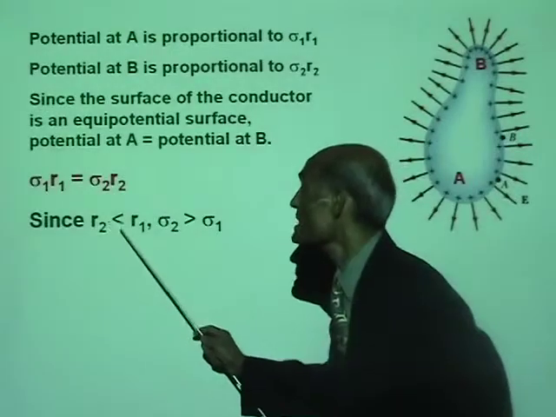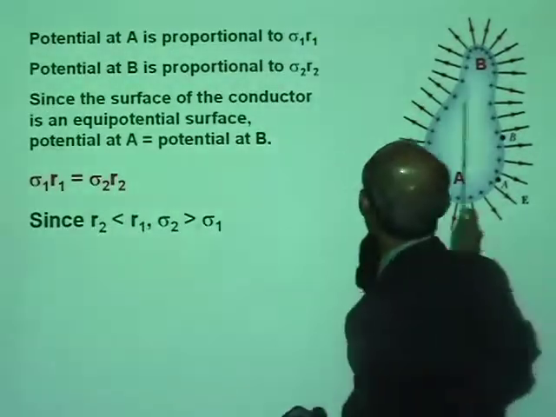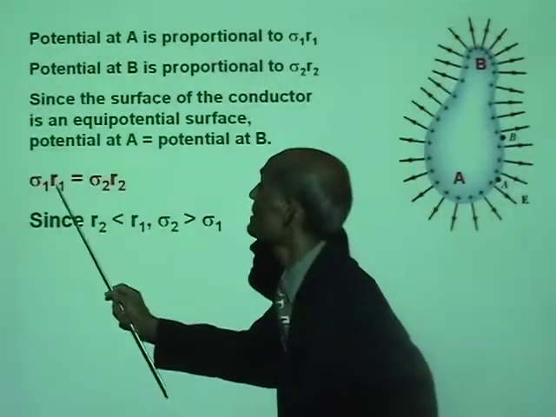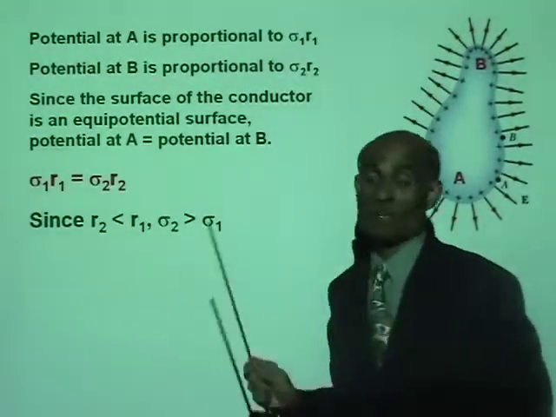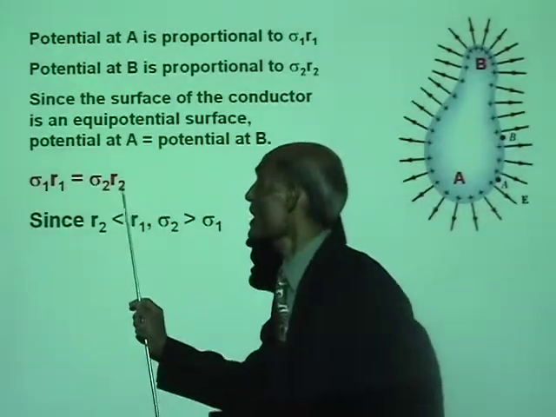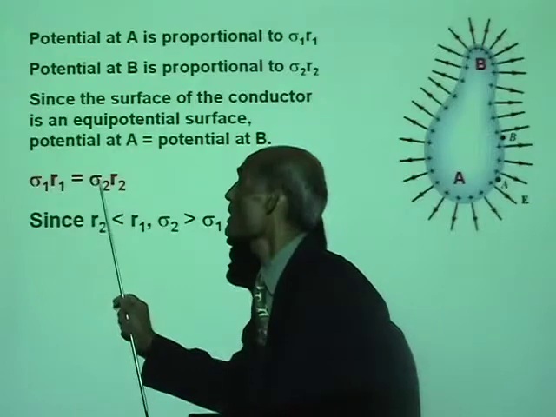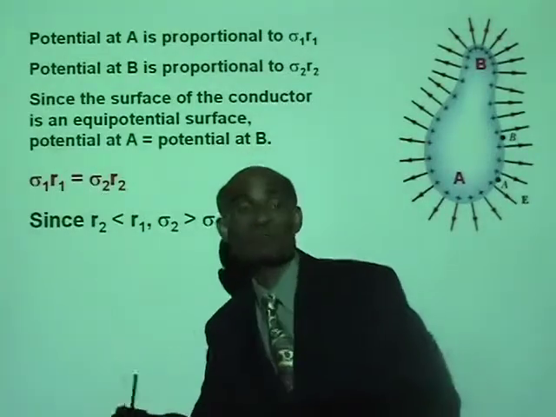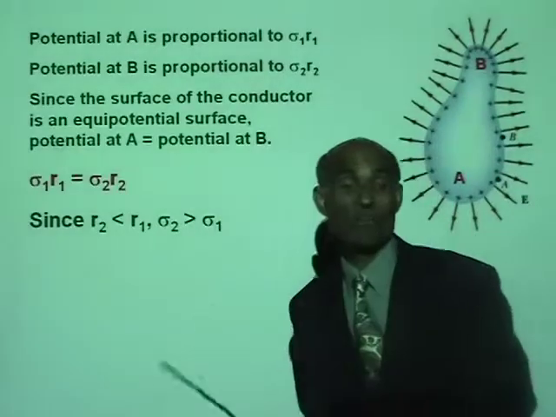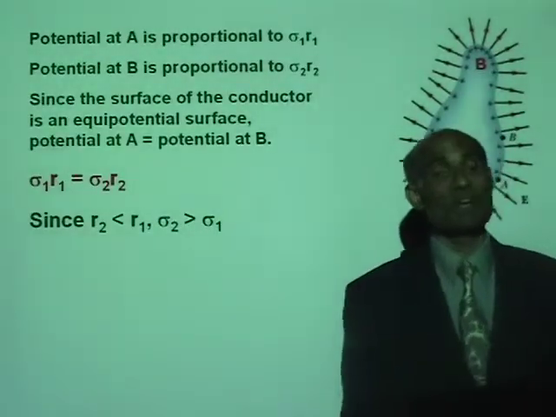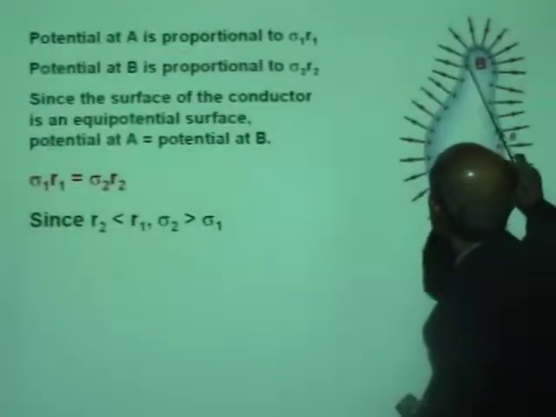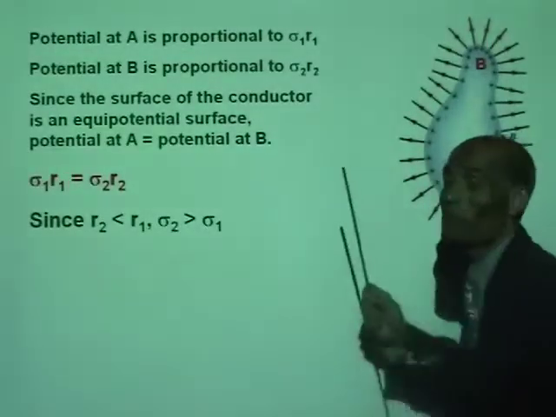Since R2 is less than R1, the radius of curvature R2 here is much less than the radius of curvature R1. That means, in order that this equation may be true, since R2 is smaller than R1, sigma 2 has to be greater than sigma 1. So sigma 2, therefore, is greater than sigma 1. What does that mean? It means the surface charge density at B will be much greater.